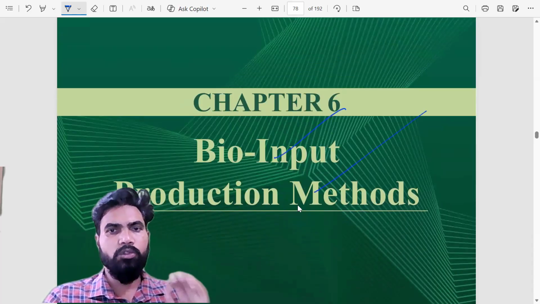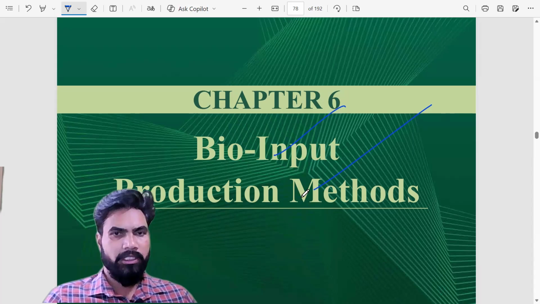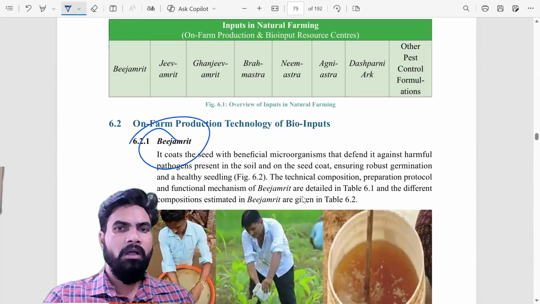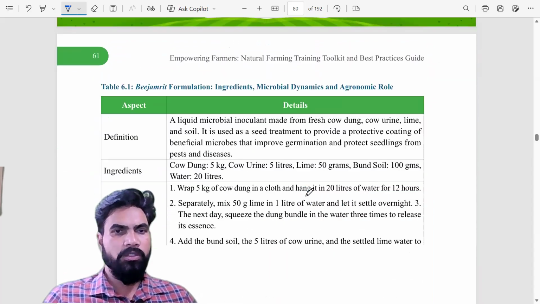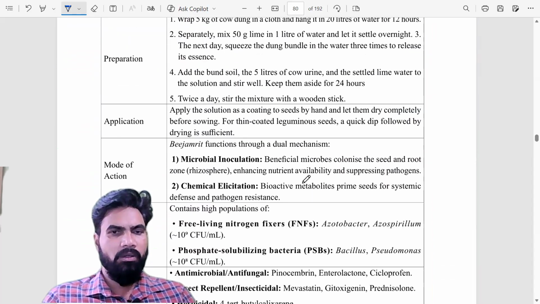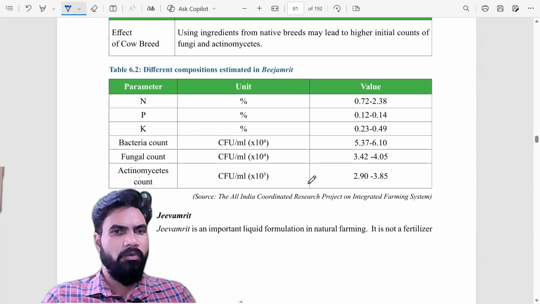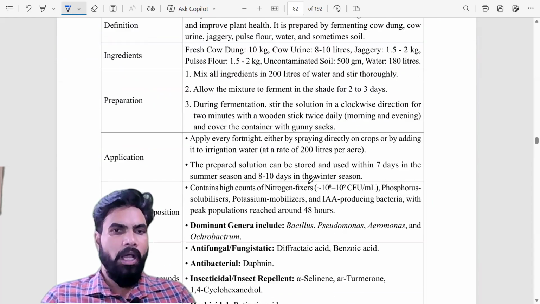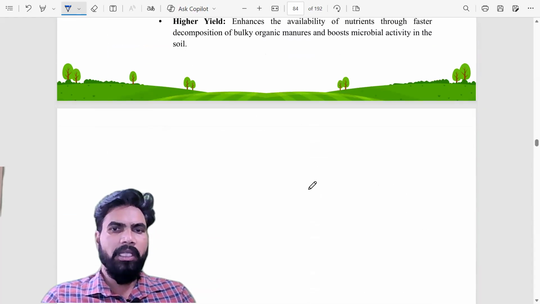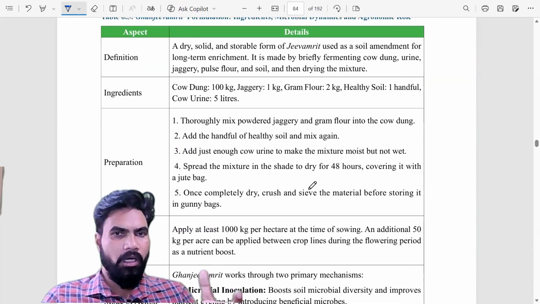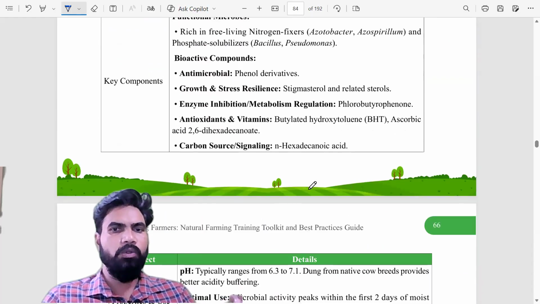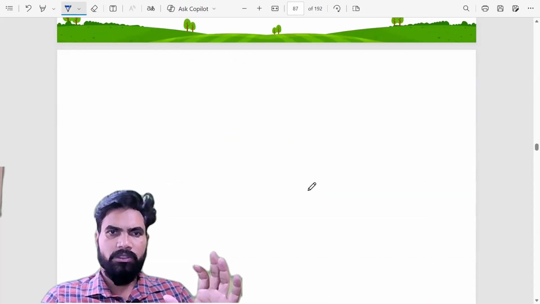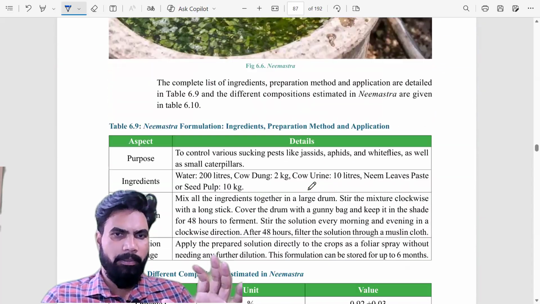Then chapter 6, we will also run through bio-input production methods. The first one is Bijamrit. Production methods are discussed, but I think you need not worry much about this one. How the bio inputs are produced is not required for you. What are the components, and what is the use of those bio components? If you know that much, that's more than sufficient. So you need not worry about how they are prepared.